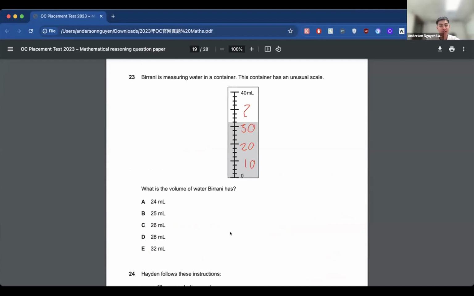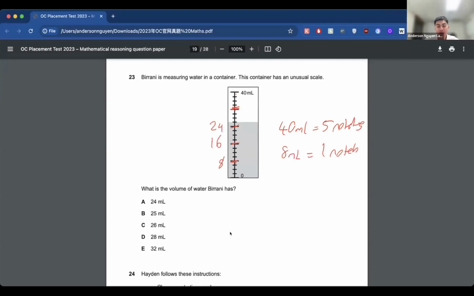Right? Since there's an extra gap until you reach 40, that should be 30, but that's not the case. So you need to work out what each of these notches are worth. We see there's 1, 2, 3, 4, 5. So 40 mils is worth 5 notches, 5 jumps. Each notch is a jump. So one notch, or one jump, is worth 8 mils. So it's 8, 16, 24.